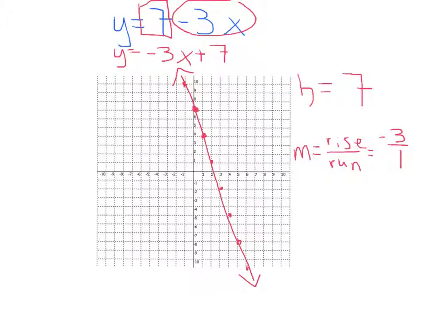And just always double check. Before I move on to the next problem, I always do a double check. My slope is negative, and from left to right, am I going downhill? I am, therefore I know my line is in the correct direction.